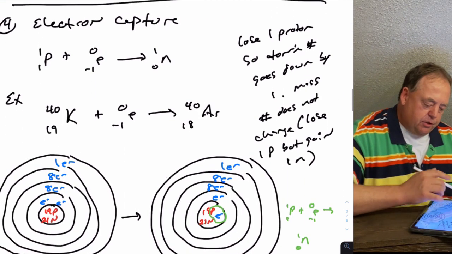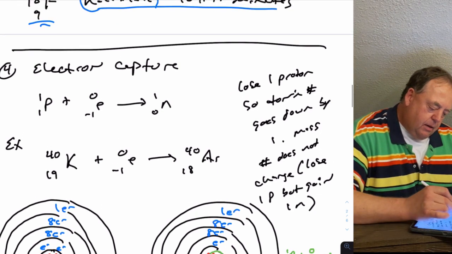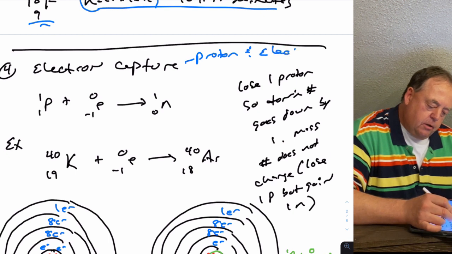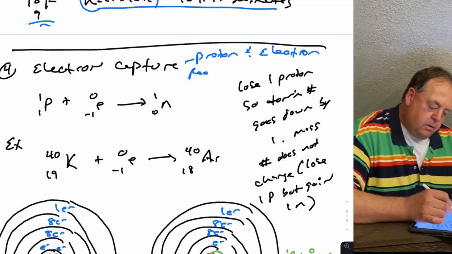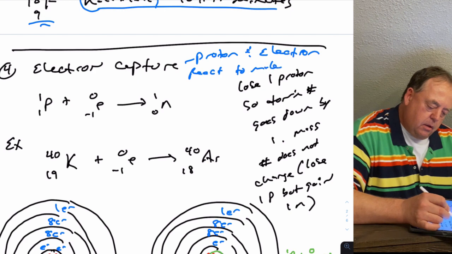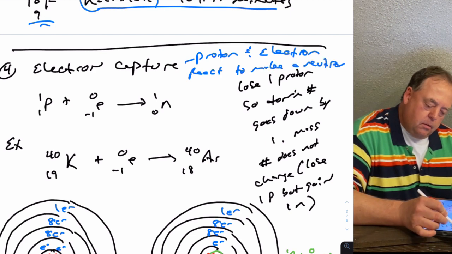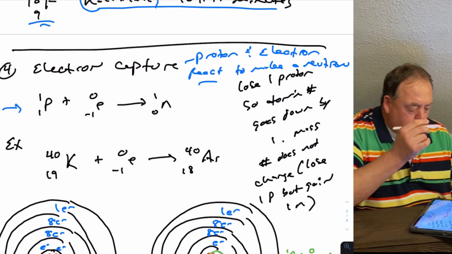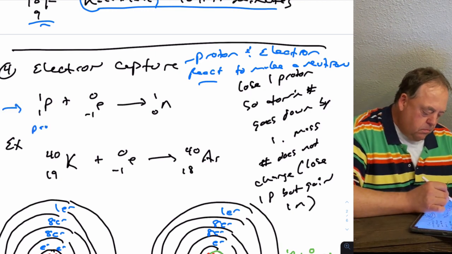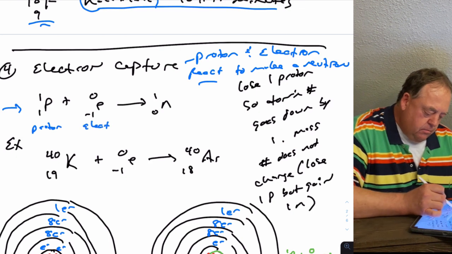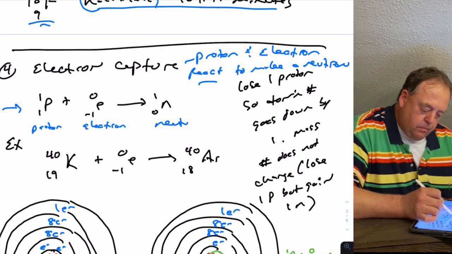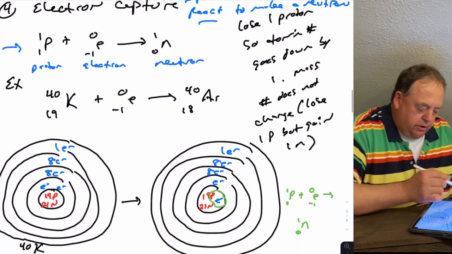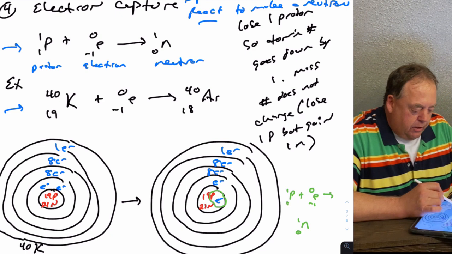Okay, so electron capture. So what is electron capture? A proton and an electron react to make a neutron. So this looks like an equation form. So a proton and an electron react to make a neutron in the nucleus of the atom. Okay, so this would be an example of a nucleus that does that.